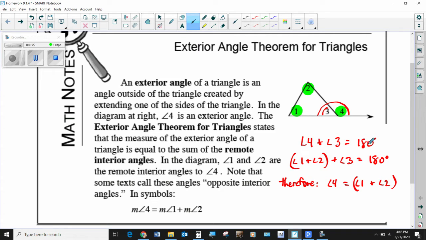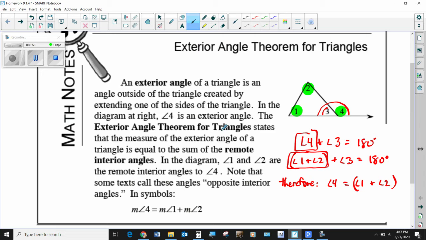We also know from triangle sum theorem that angles 1, 2, and 3, when added up together, will always equal 180 degrees as well. So with that being the case, if this angle here plus angle 3 equals 180 degrees, and these angles here, when added to angle 3, equals 180 degrees, that must mean that they're equal to each other. So the sum of these two angles must be equal to this angle, just using basic algebraic logic.